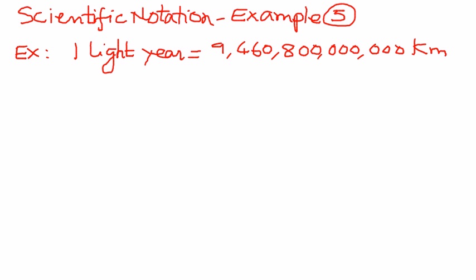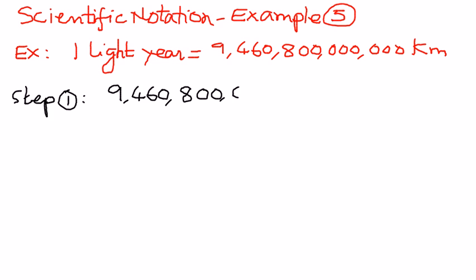So this is a very large number, and we want to express it in scientific notation format. To do that, we're going to break it down into different steps. Let's write the given number down: 9,460,800,000,000. We put a decimal point after that, and if you want to put a 0 after that, it doesn't matter, but that is where the decimal place is.